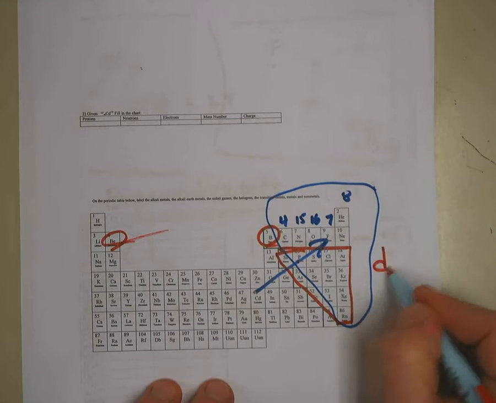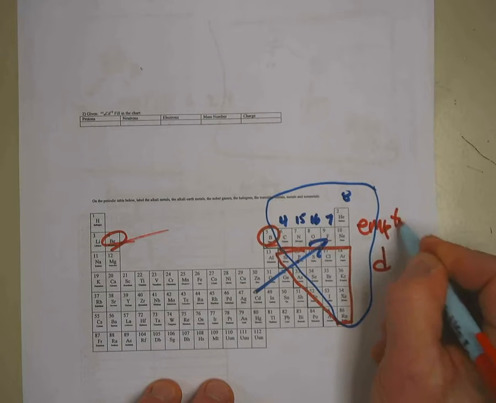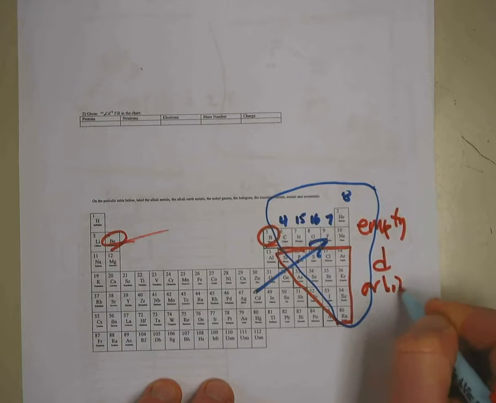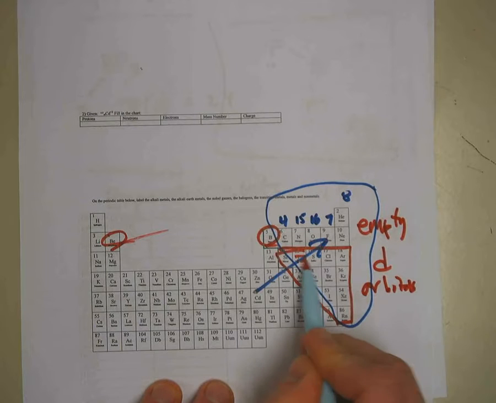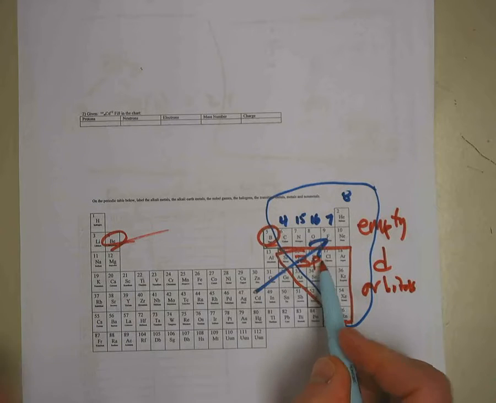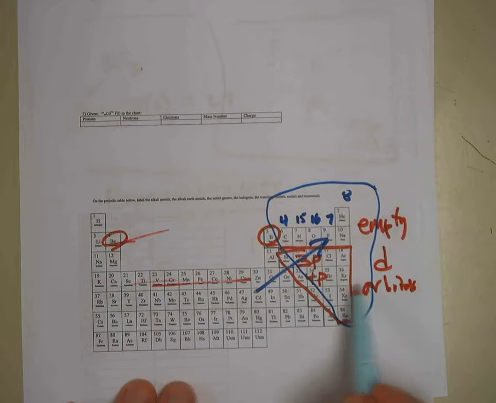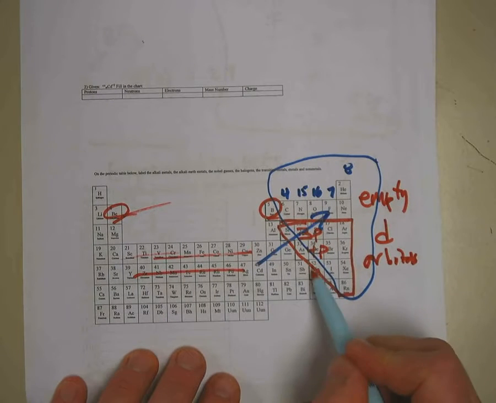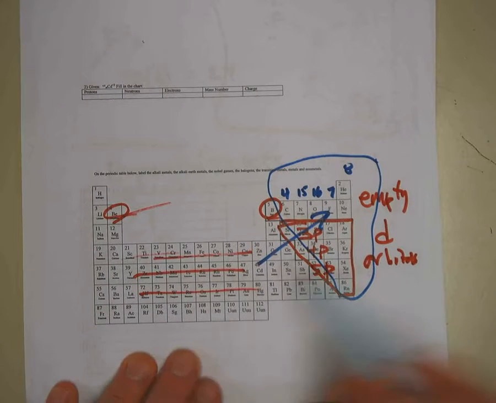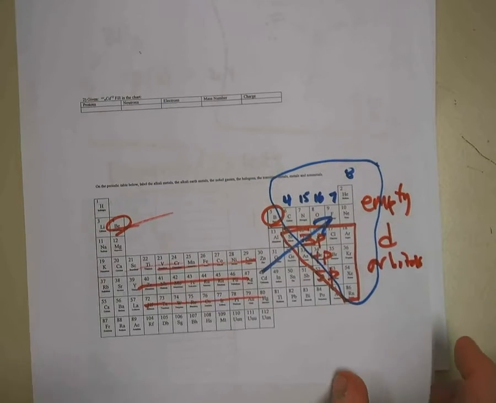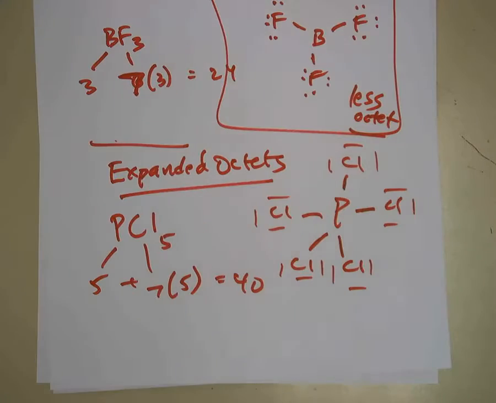Why? Because it has empty d orbitals. Because remember, this is the 3p sublevel, the 3 ds. Well, those are right here. They're not filled. These guys are the 4p's. Where's the 4p's? Here, not filled. Here's the 5p's. Where's the 5ds? Here, not filled. They have those empty d orbitals that are available to use in bonding. Expanded octets. Those are a bunch of weird ones. Those are ones that cause issues when you have to find the shapes of things.